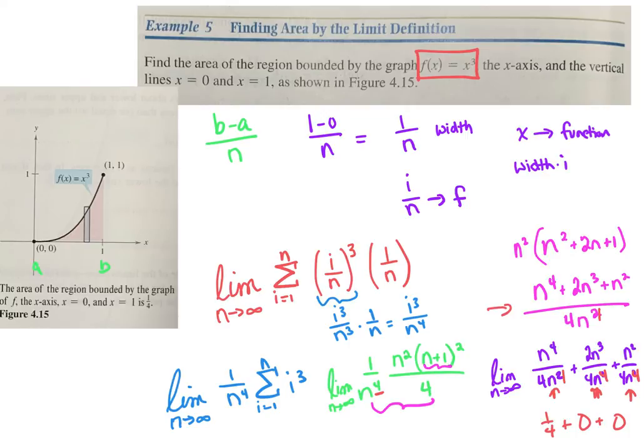Same thing would have happened if I had done it up here, even if it's not simplified, but they show it in the book simplified. My degree on the bottom is 4. My degree on the top is 4. I use my coefficients. So this whole area is going to be 1/4. The area under the curve is 1/4. Limit theory. All right.